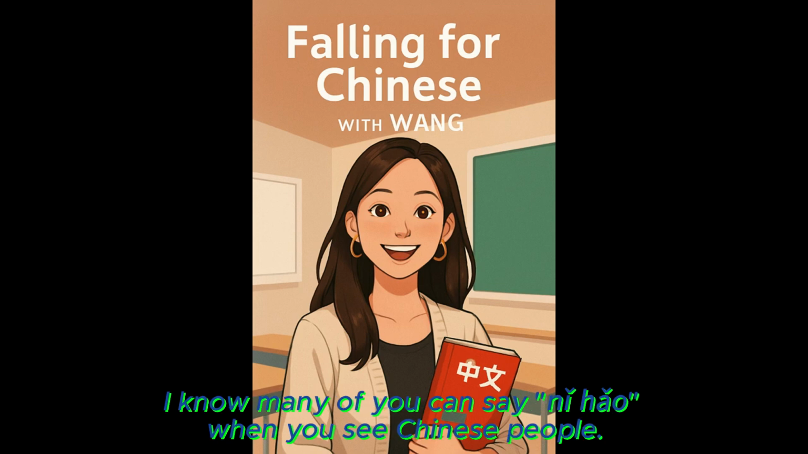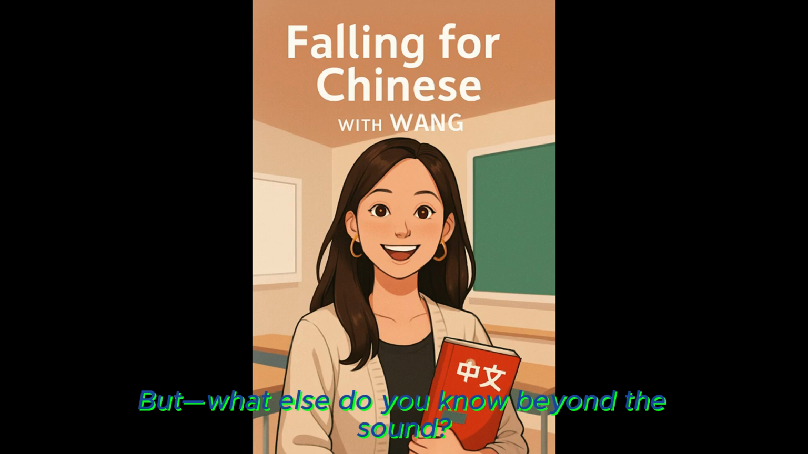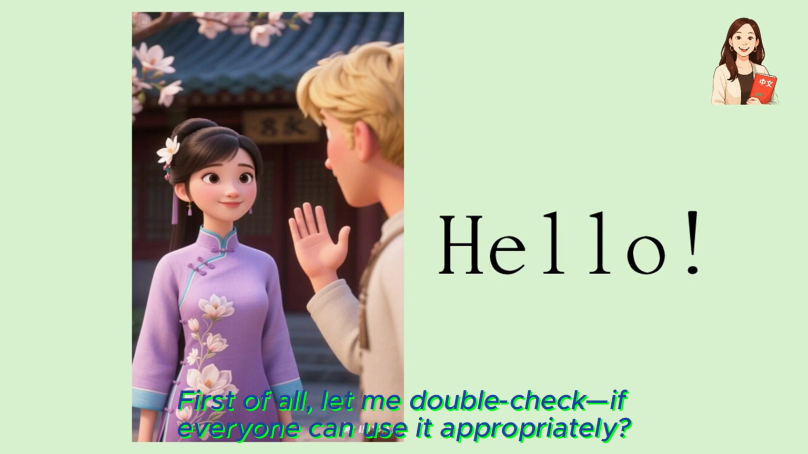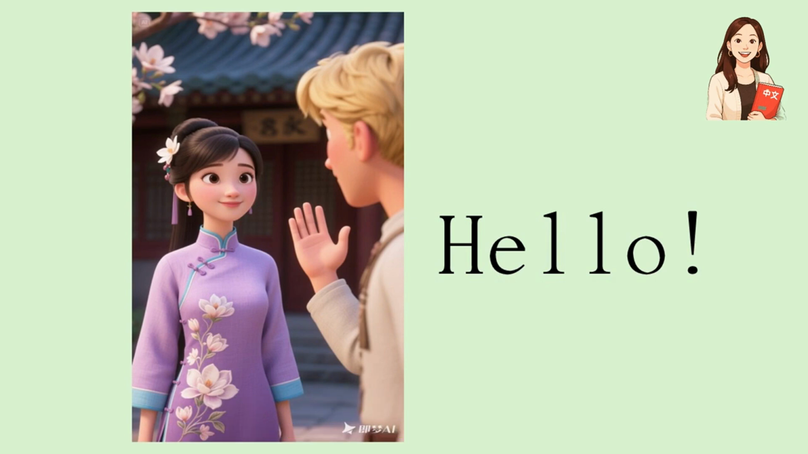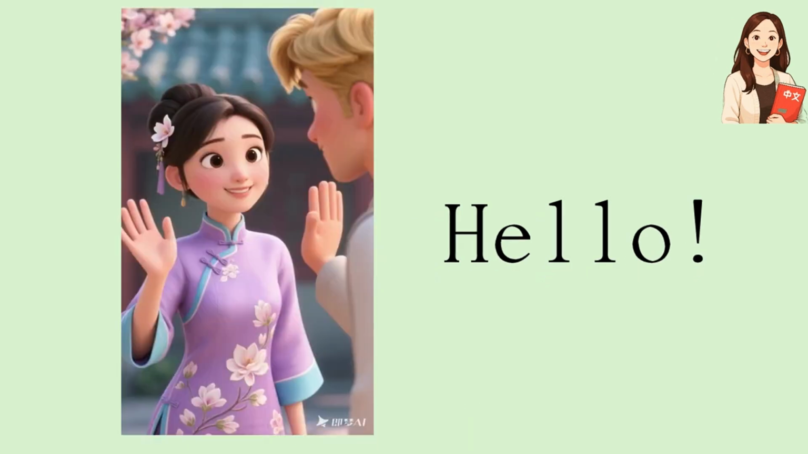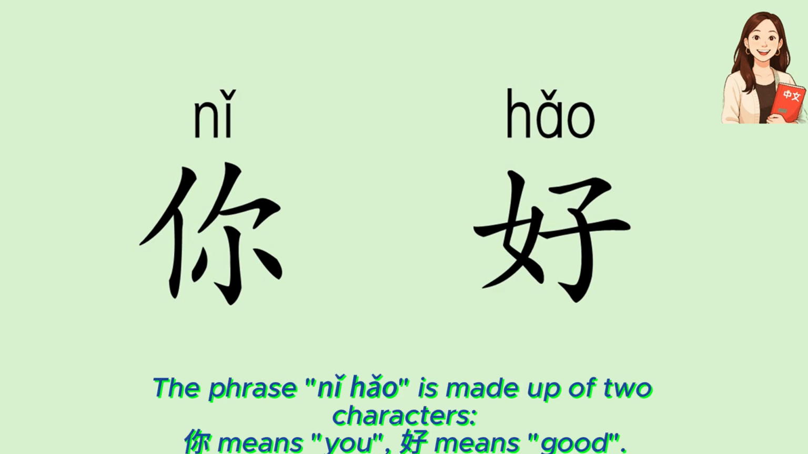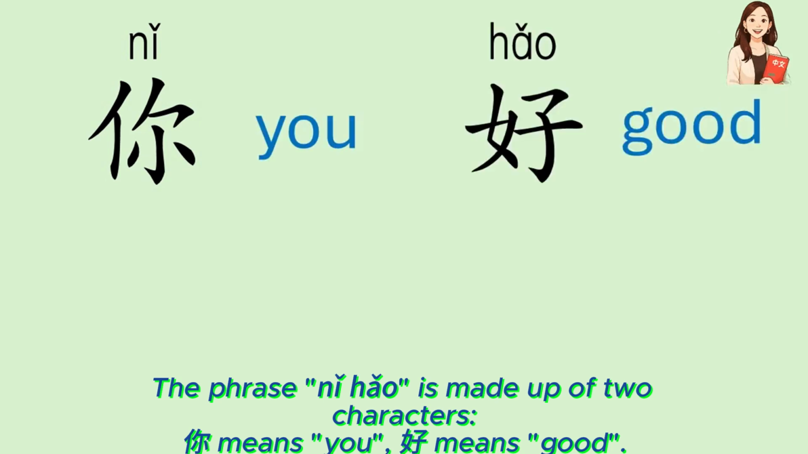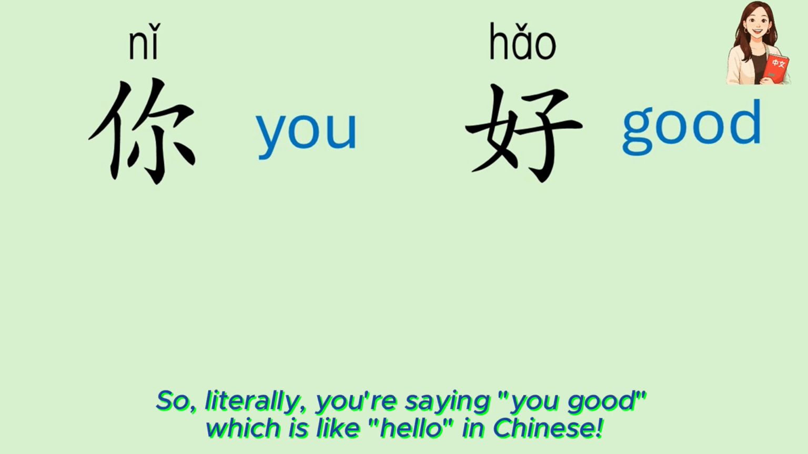I know many of you can say 你好 when seeing Chinese people, but what else do you know beyond the sound? First of all, let me double check if everyone can use it appropriately. 你好, 你好. The phrase 你好 is made up of two characters. 你 means you. 好 means good. So literally, you are saying you good, which is like hello in Chinese.